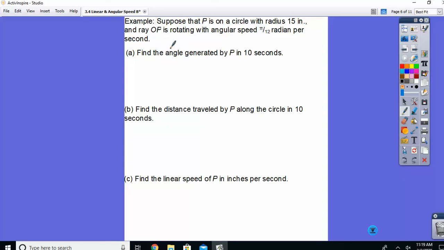So let's take a second and just write down the things I know so far. We have radius equals 15, so I'm going to write down R equals 15 inches. Rotating with an angular speed of pi over 12 radians per second. Okay, what variable is angular? The angle itself is theta, but angular speed is like your velocity, so that's our omega.